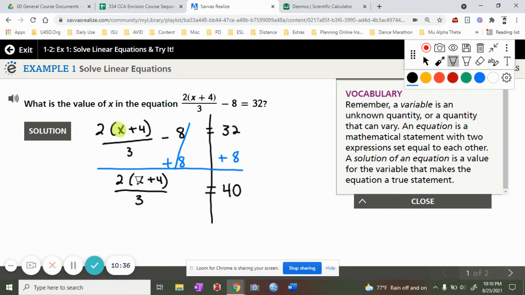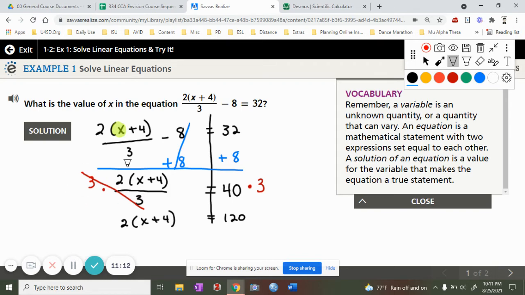Okay. Now here we're dividing all of this by 3. So I'm going to undo division with multiplication. So if I multiply both sides by 3, multiplying the numerator by 3 and then dividing by 3, this reduces out. So I'm left with 2 times the quantity x plus 4 equals 120.